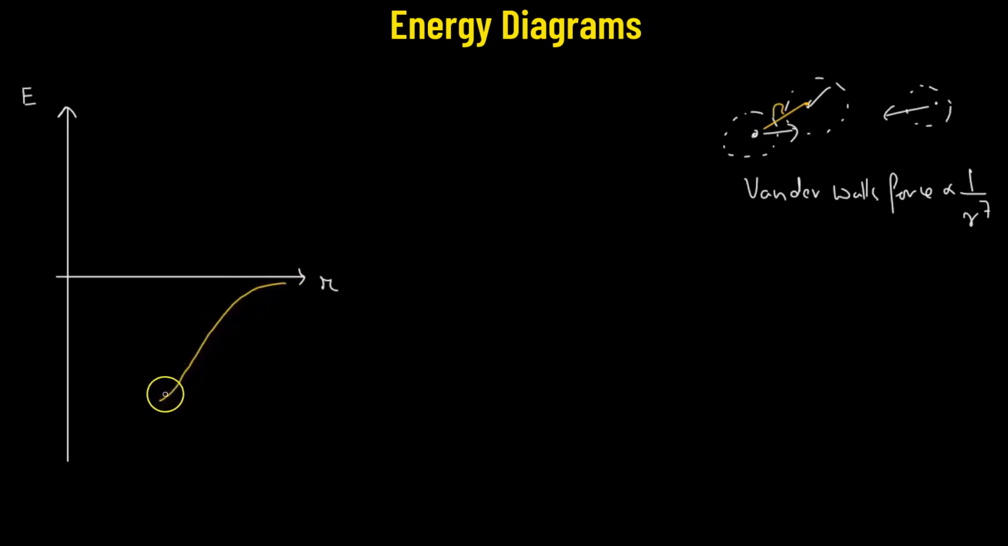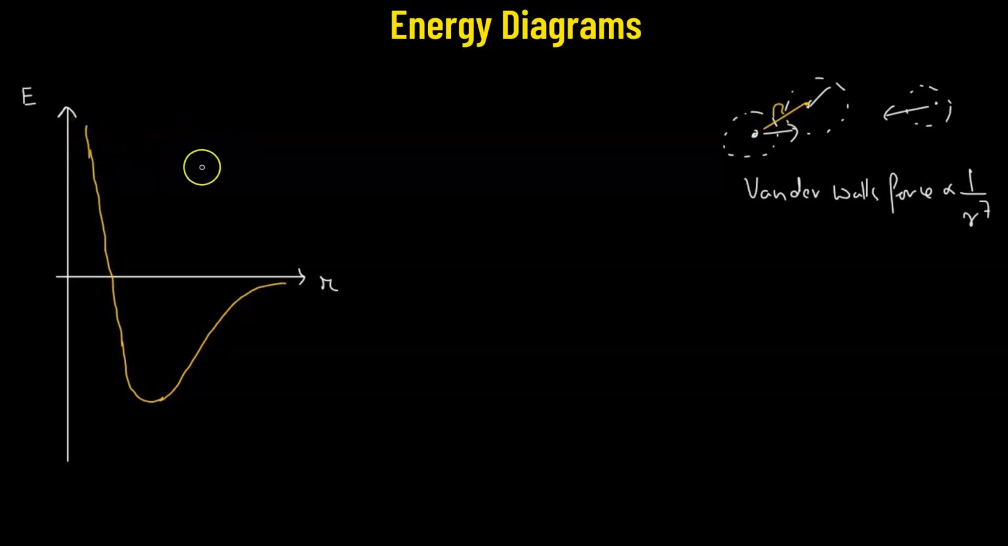Now the potential energy decreases, but there will be a point where the atoms are so close to each other that they are going to simply start repelling each other because of the presence of positively charged nuclei, and in that case the potential energy is then going to increase very rapidly. So there will be a very steep increase in the potential energy.